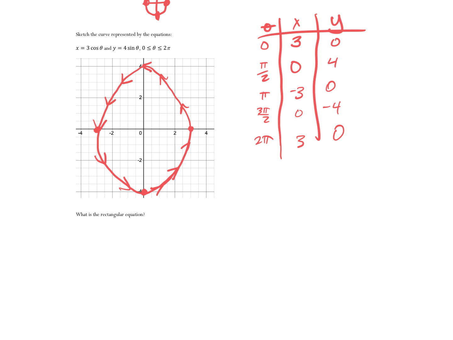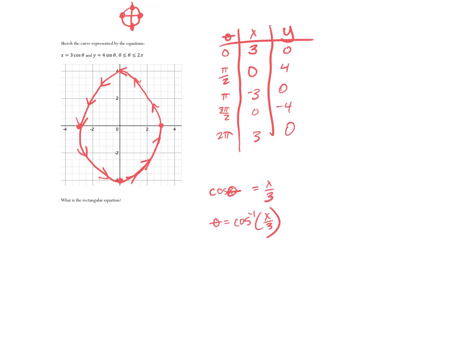Sorry. Do we need to take like the inverse? Sure. So are you guys with me that if x is equal to 3 cosine theta, then cosine theta is equal to x over 3, and theta would be equal to the cosine inverse of x over 3. And so then y would be equal to 4 times the sine of the cosine inverse of x over 3. Feeling okay?